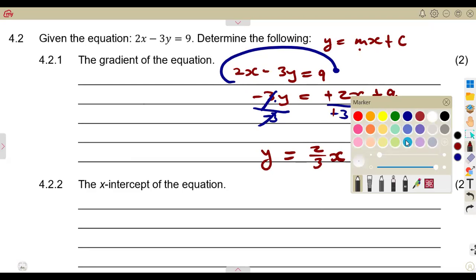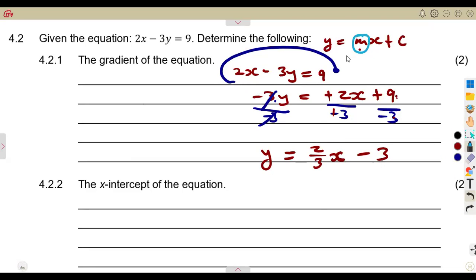So what we need is this part here, the m. The number that is multiplying x here is our gradient. So therefore, our gradient is simply what? The 2 over 3, the number that is multiplying x, as long as it is in this format.